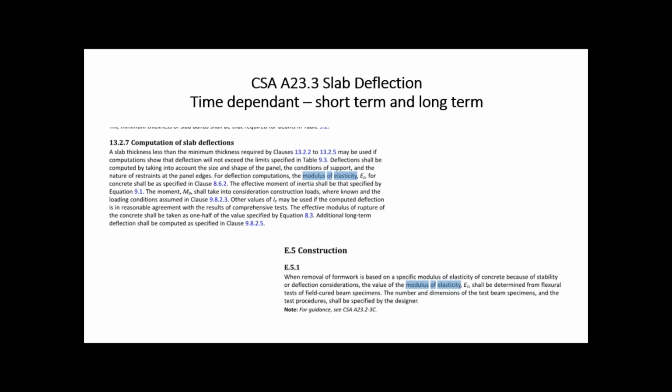Okay, so now we're getting into a few areas where modulus is used from a design perspective to predict what the net deformation would be, based on the type of structure you're talking about. So what I've pulled out again in 23.3 is for slab deflection and how you can measure the performance.